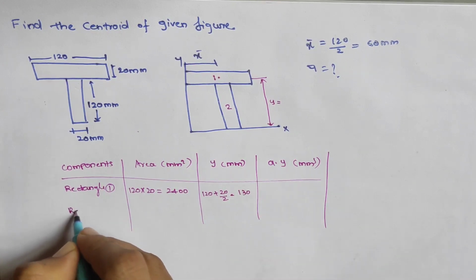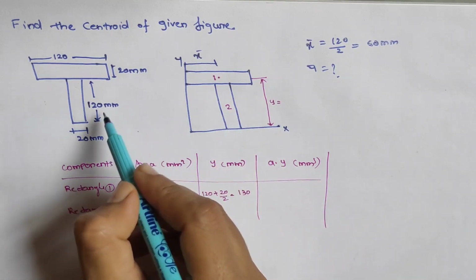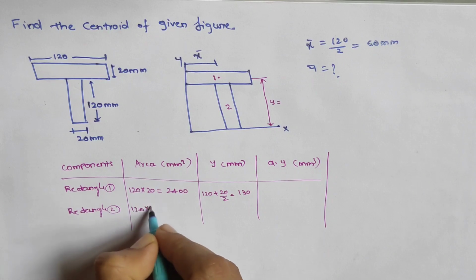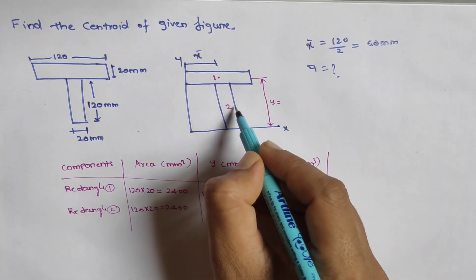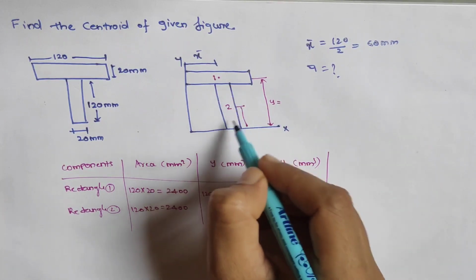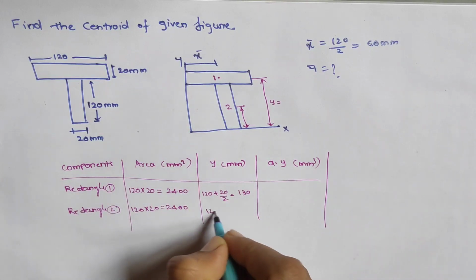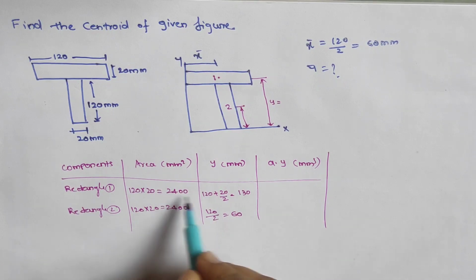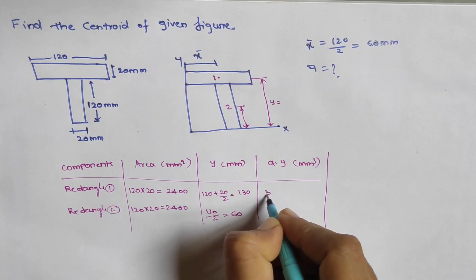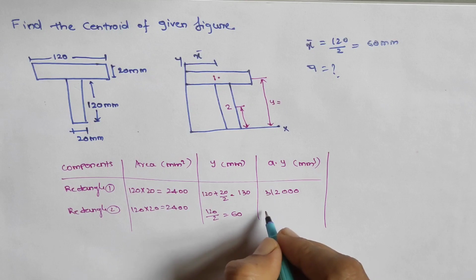Next, rectangle 2. In the second rectangle, the area will be 120 into 20, 2400 millimeter square. Here y means from the center of the second rectangle to the x-axis. So 120 divided by 2, that will be 60 mm. Now just multiplication, 2400 into 130 will be, next here 2400 into 60, that will be.